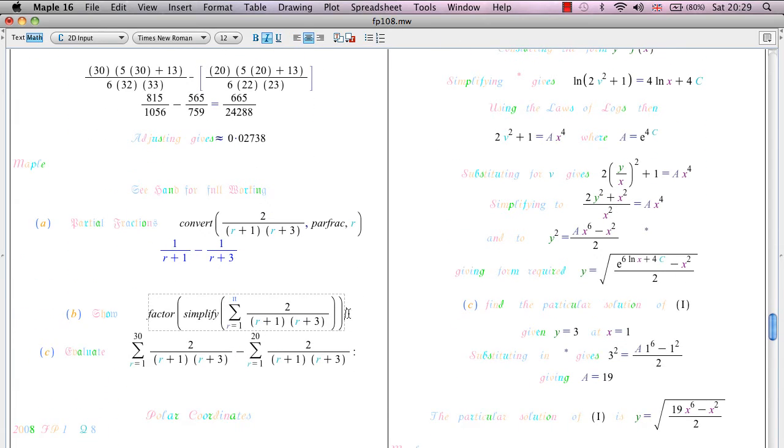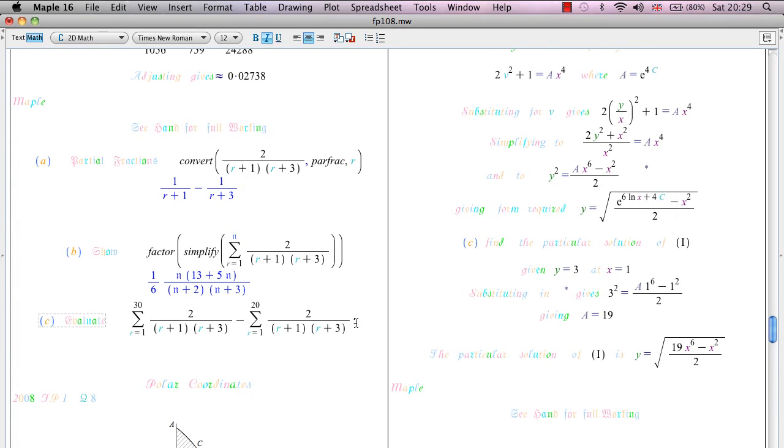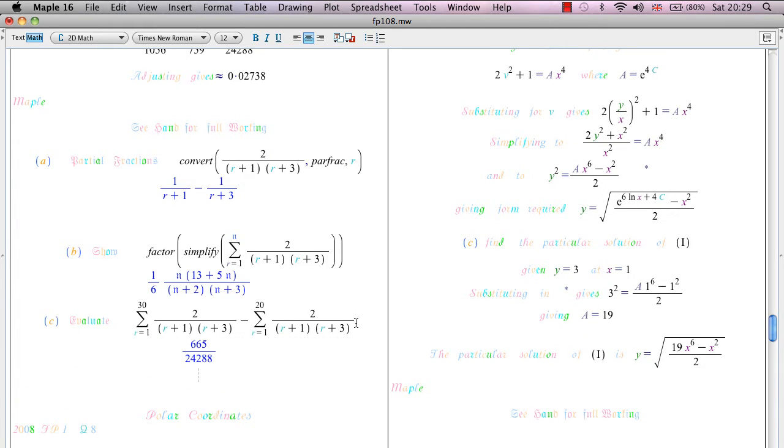So the partial fractions, the proof required, and the exact value.